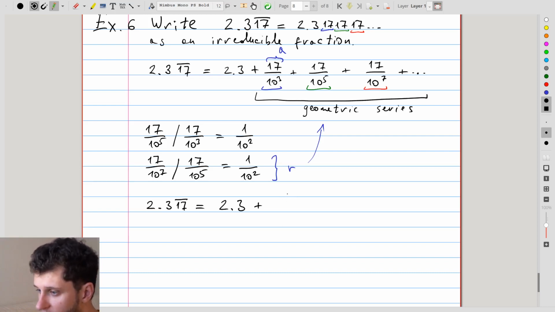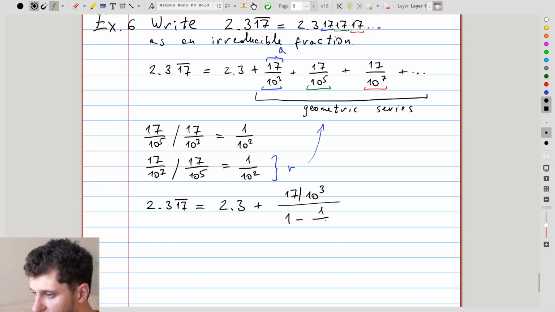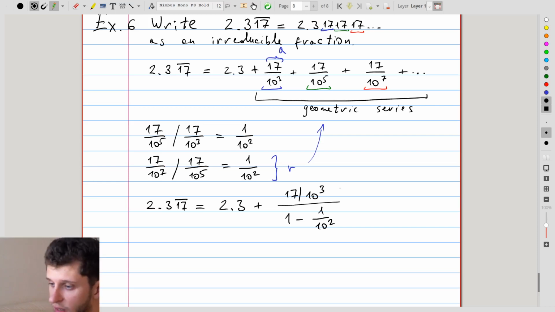We have computed a, it is 17 over 10 to the third. That is divided by 1 minus r. So r from this computation here is 1 over 10 to the second. And so, great, we just now need to bring together these two terms, reduce them to the common denominator, and then we are ready to express the original decimal expansion as an irreducible fraction.